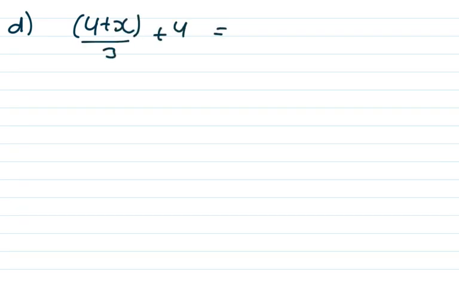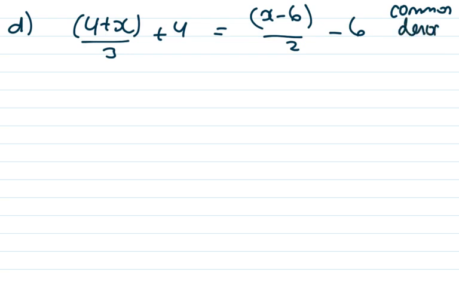D. 4 plus x over 3, plus 4, equals x minus 6 over 2, minus 6. So again, I have fractions. I want to get rid of them. So in order to do that, I have to find the common denominator. So a common denominator of 3 and 2 would be 6. So I'm going to multiply each term by 6.